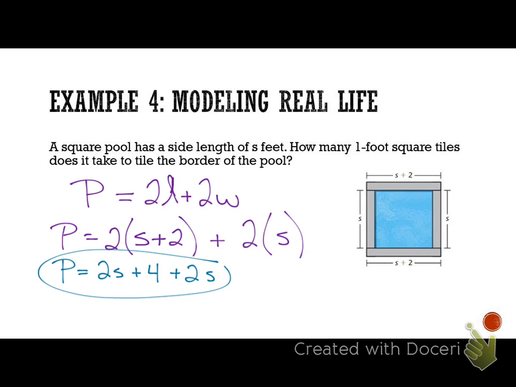Wait, what? Wait, how did you? Yeah, look. 2 times s is 2s. 2 times 2 is 4. And then I brought down my 2s. Sorry, I did that a little quick. Okay. So is this my answer? Can I add my s's together? Yeah. Yep. All right. P equals 4s plus 4.